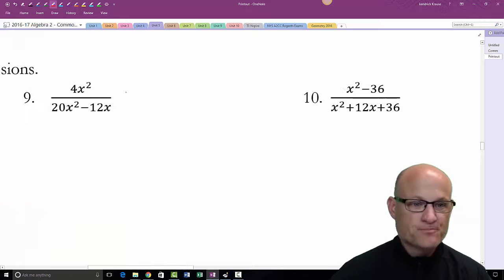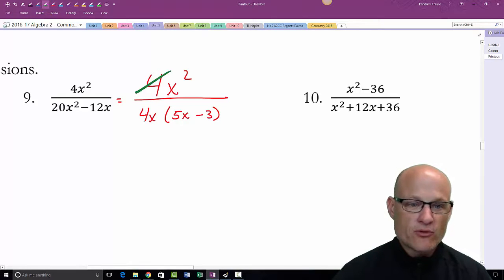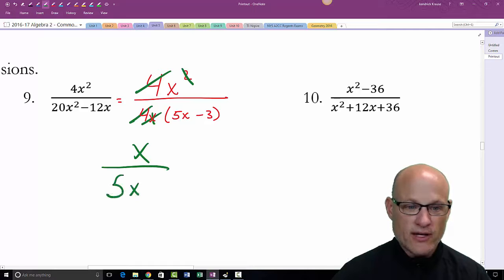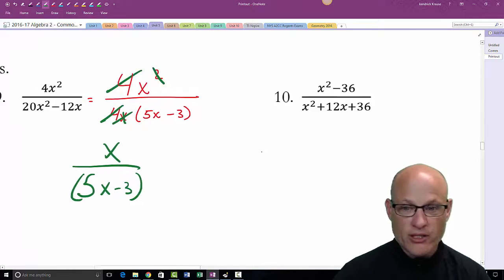Moving on. Nothing to do in the numerator, 4. By the way, pause. You should be trying these on your own. In the denominator, I can take out a 4x. I'm left with 5x minus 3. The 4's cancel. This x cancels with one of those. I'm left with x over 5x minus 3 in parentheses, so I don't do anything stupid.